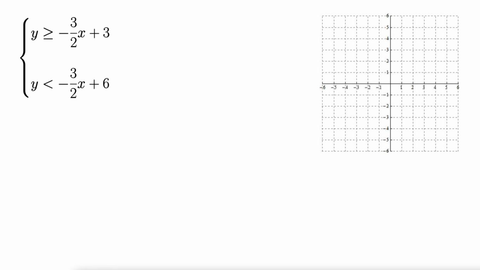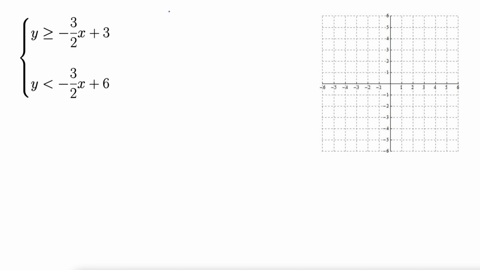This is an interesting case. We want to graph this system of inequalities. We have y greater than or equal to -3/2 x plus 3, and then y less than -3/2 x plus 6. And maybe you notice something about this example right off the bat, is that they have the same slope. And what happens when two lines have the same slope but different y-intercepts? You get parallel lines. Right?